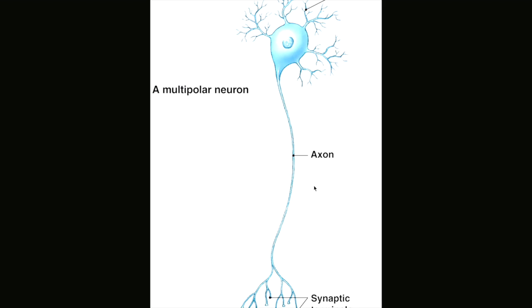And then finally we have the multipolar neurons: two or more dendrites and one axon. This is the most common type of neuron, and these are going to be motor neurons.